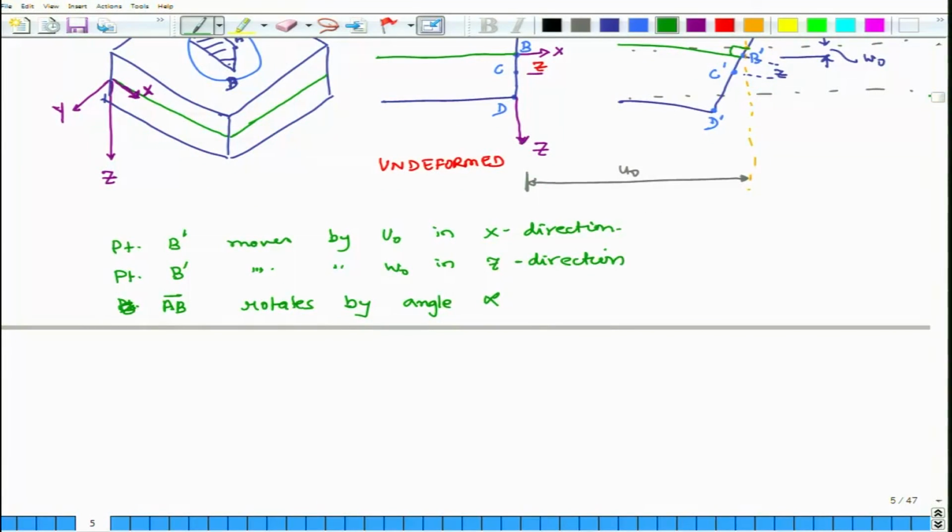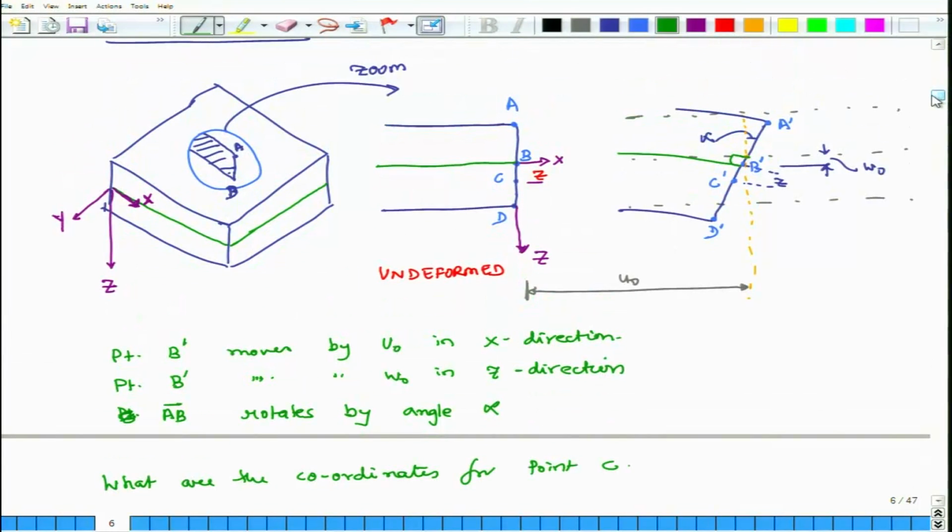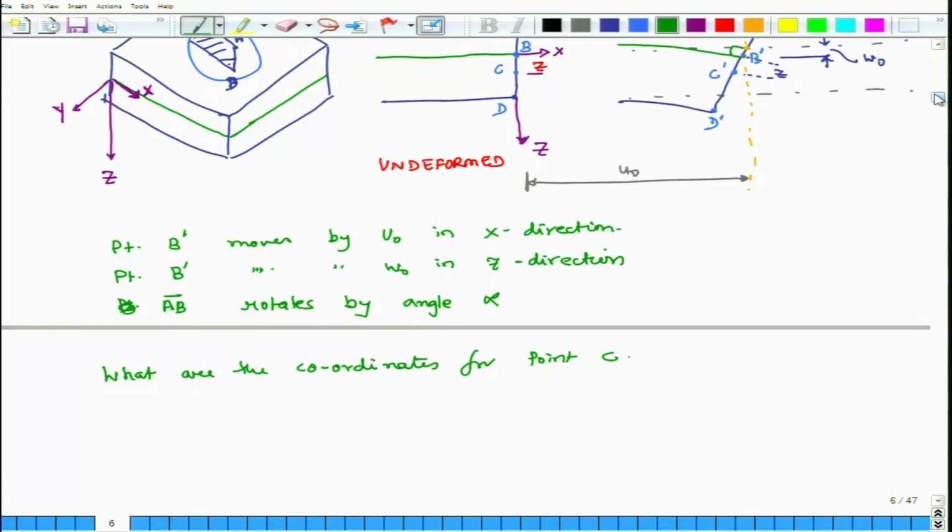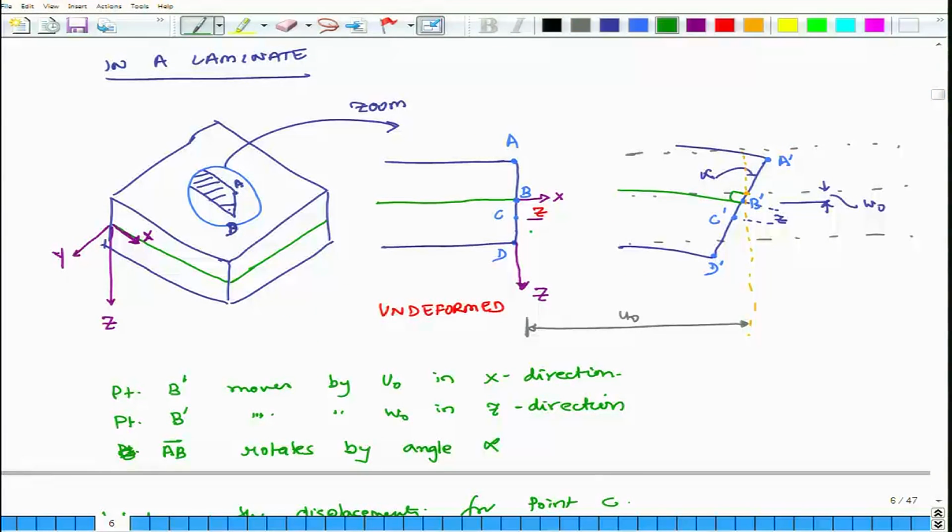So, then the question is, what are the coordinates for point C? This is the question. We want to calculate the coordinates of point C, or actually I will not call it that, what are the displacements for point C, not coordinates, because what we are really interested in is displacements. And point C is any point lying on line AB, and it is z millimeters or meters off from the midpoint, midplane. Okay. So, we want to figure that out.